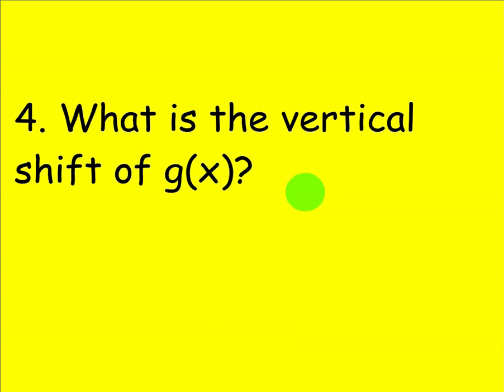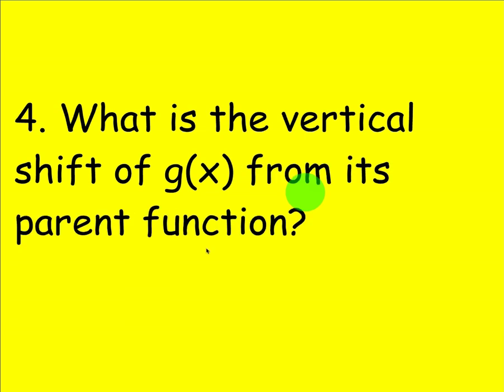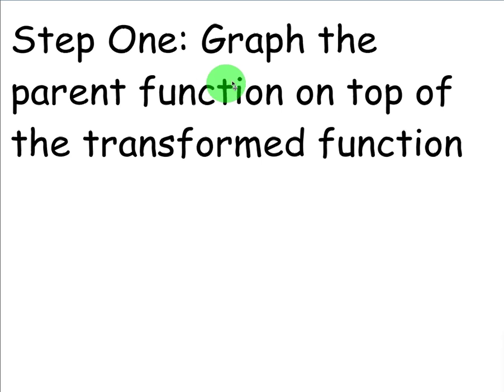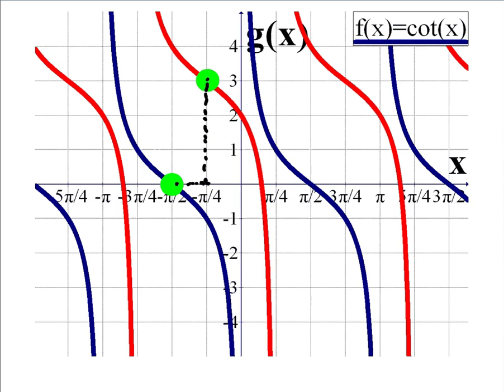Now, when I ask what is the vertical shift, I'm asking from the parent function. So I'll go ahead and put that part in the question. Well, in order to know that, we need to graph the parent on top of the original. So that's what we're going to do for step one, just like we did with phase shift. Graph the parent function on top of the transformed function. So again, you need to know the parent graph for cotangent of x.